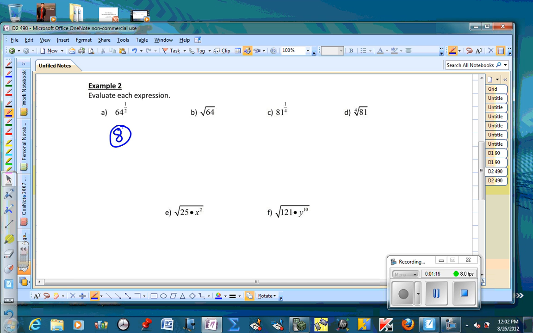Okay, now moving on to part B. We have the square root of 64. Well, this one we can do mentally. We know that the square root of 64 is 8. So what you notice now is that 64 to the 1/2 power is equal to the square root of 64. Raising any number to the 1/2 power, it's doing the same thing as taking the square root of that number.